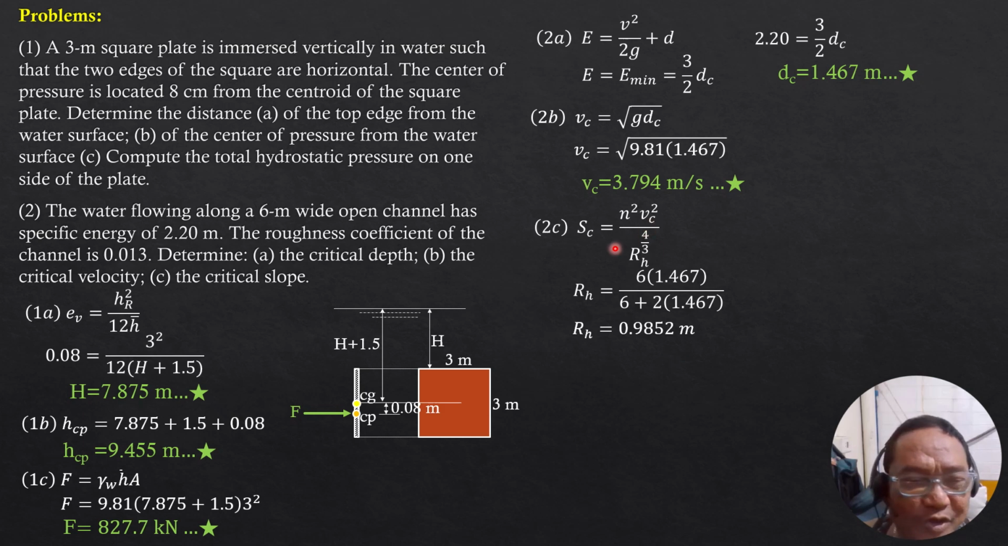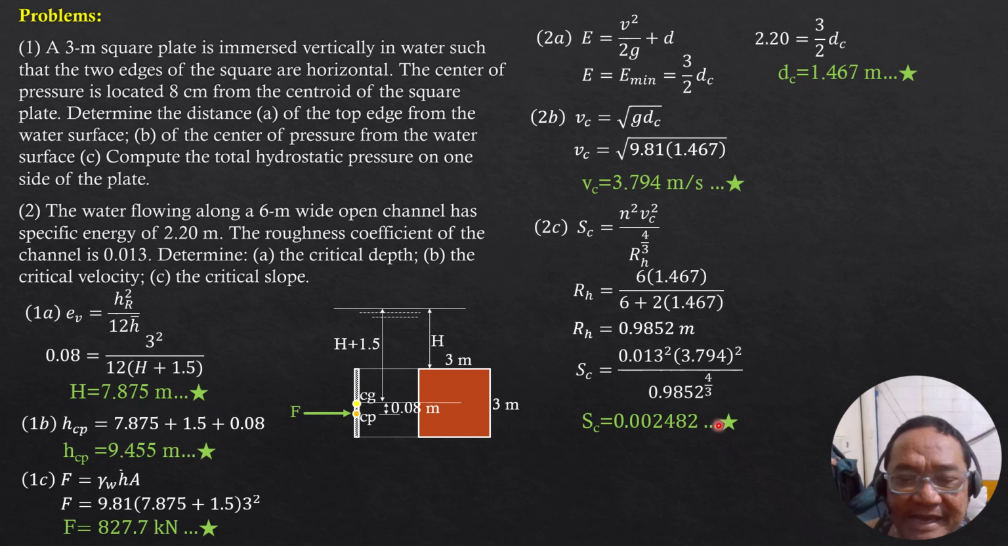So critical slope is equal to 0.013 squared times 3.794 squared over 0.9852 to the 4/3. Solving for S sub c using your calculator, S sub c is 0.002482. So that's it for this video.